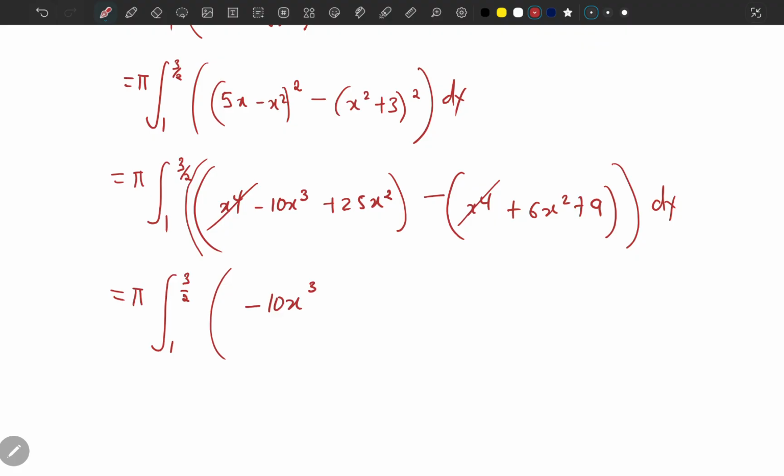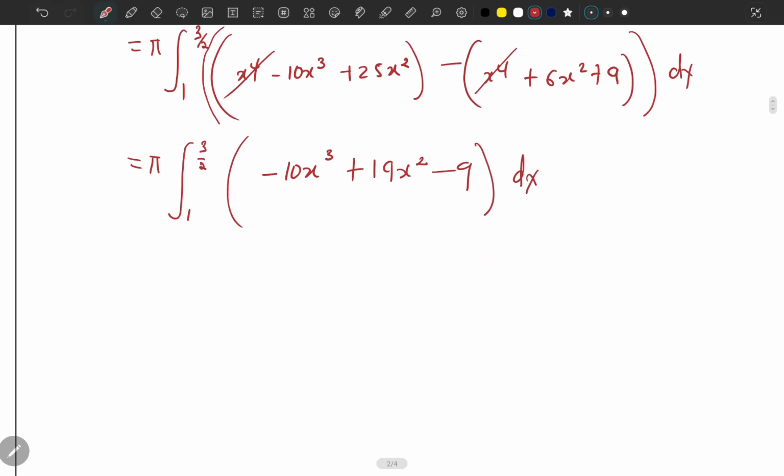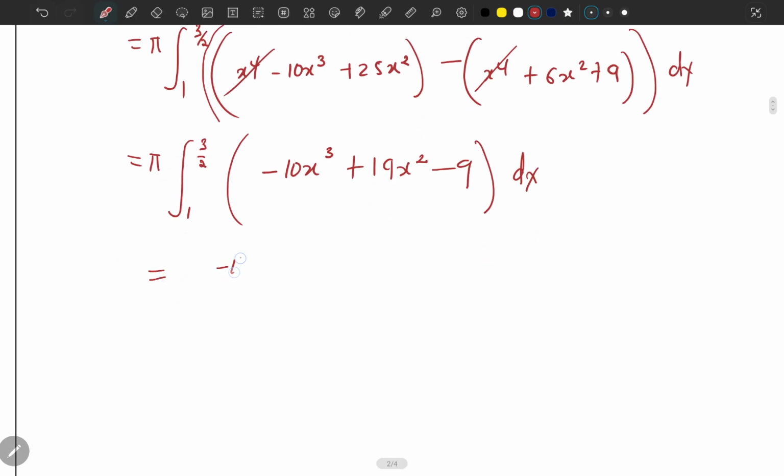How do you get that? Because the negative is going inside. So this will be negative 6 plus 25. That should be 19x squared. Then, yeah, minus 9 because the negative is distributed throughout. Integrate now. This becomes negative 10 over 4 x to the power 4 plus 9 over 3 x to the power 3 minus 9x. This is 99.